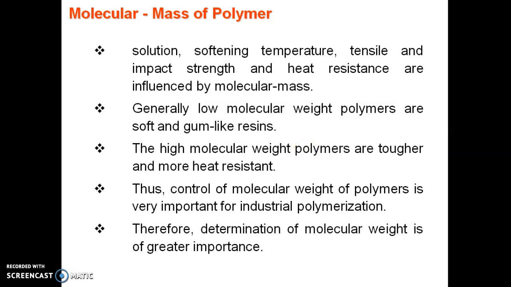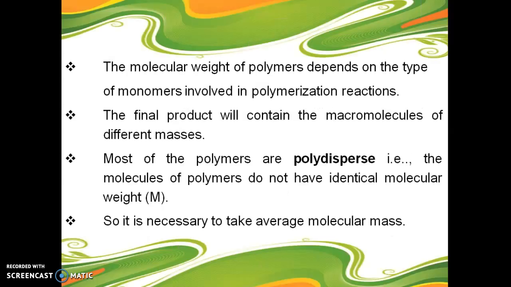Solubility, softening temperature, tensile and impact strength, and heat resistance are influenced by molecular mass. Generally, low molecular weight polymers are very soft and gum-like resins. The high molecular weight polymers are tougher and more heat resistant. Therefore, determination of the molecular weight of a polymer is of greater importance.